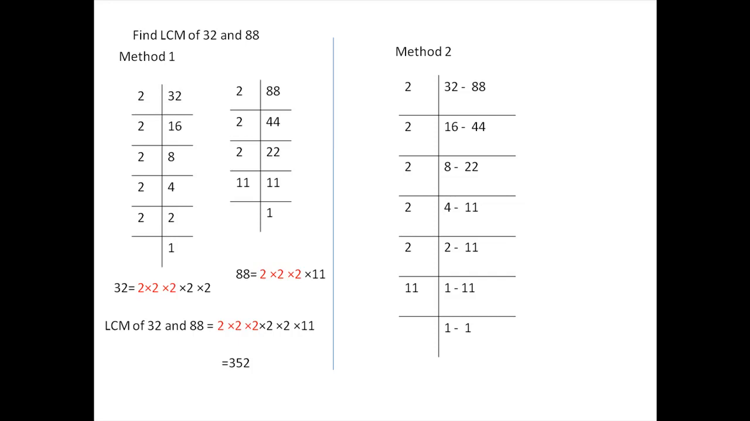At last we take the LCM. It is mandatory that our last numbers should be ones. In HCF it is not mandatory, while in LCM we must reduce the numbers to ones at the end. This is the LCM, and after multiplication of these numbers we get 352.